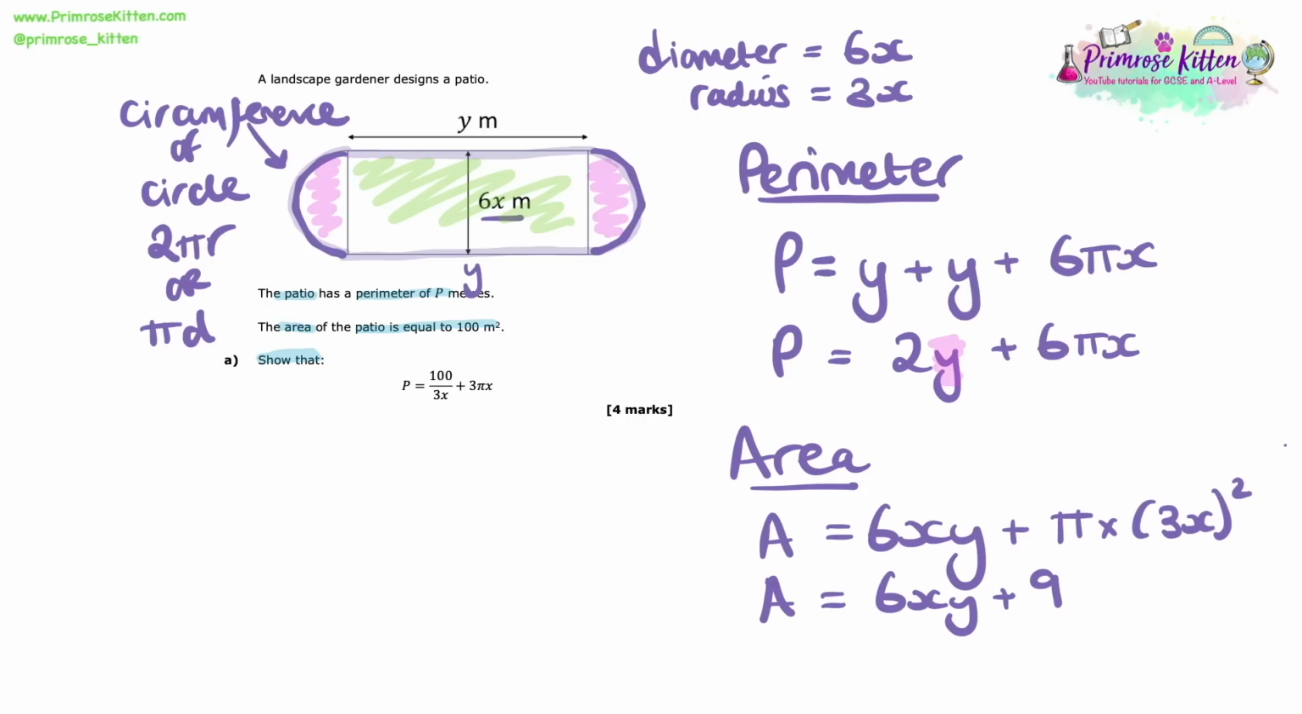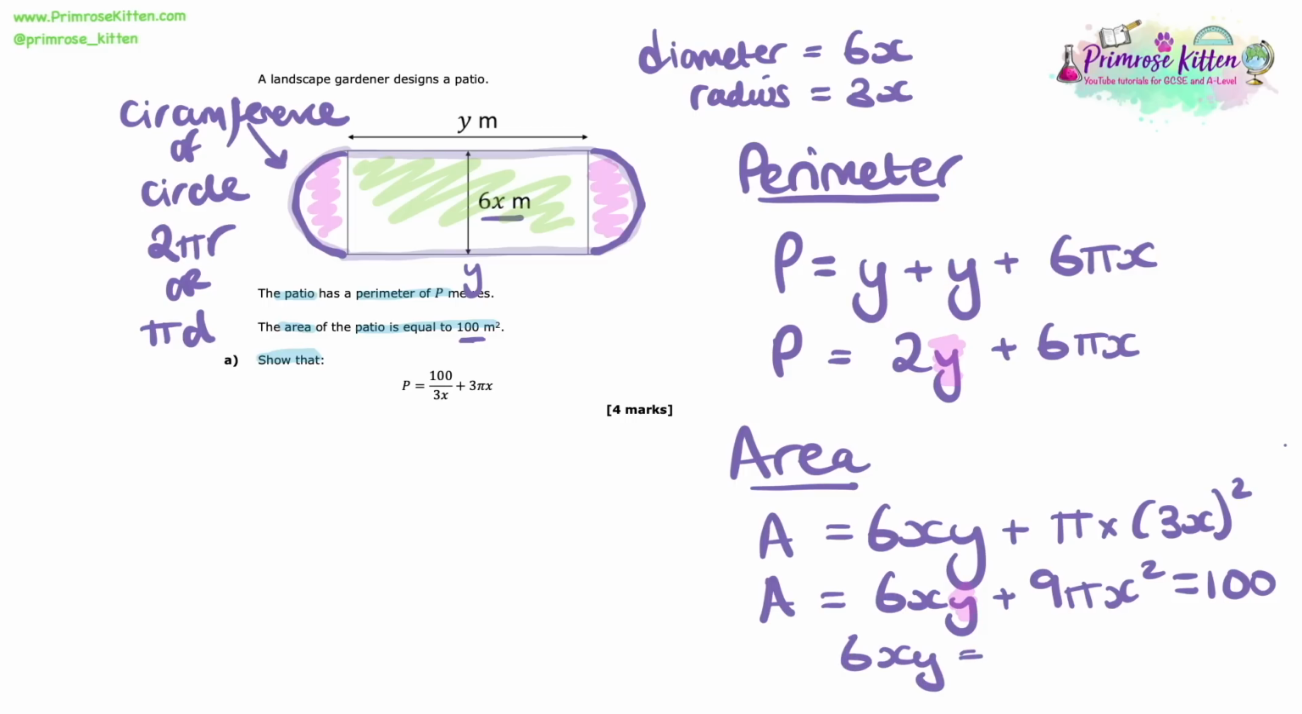So the total area is 6xy plus, due to the fact we've squared the 3 and the x, plus 9 pi x squared. And from the question, we know that area is equal to 100 metres squared because they told that to us, so that's what we use. Now this equation also has a y in it, but we know what it's equal to.